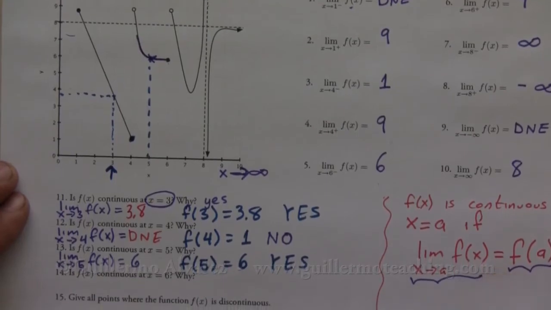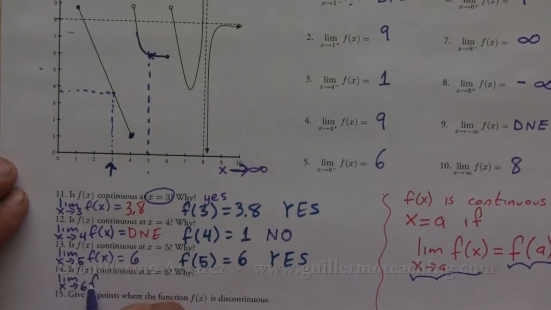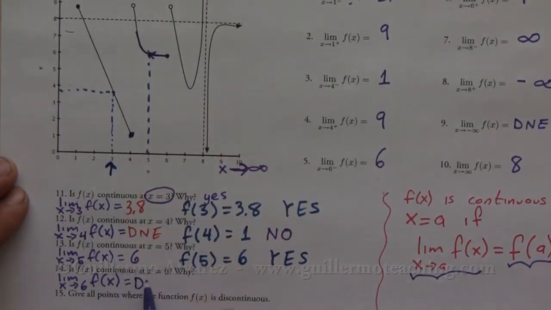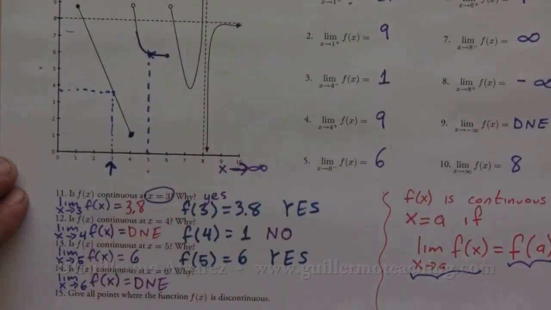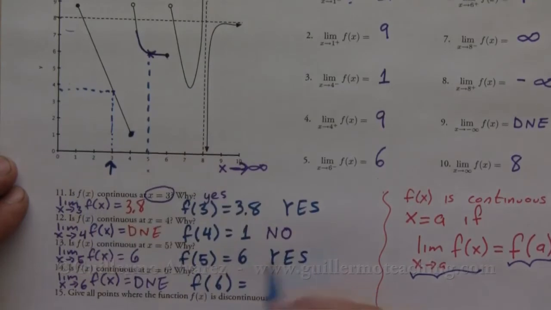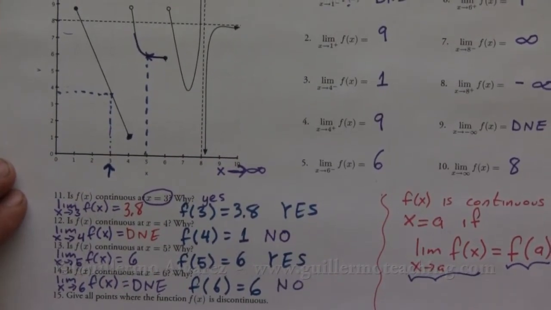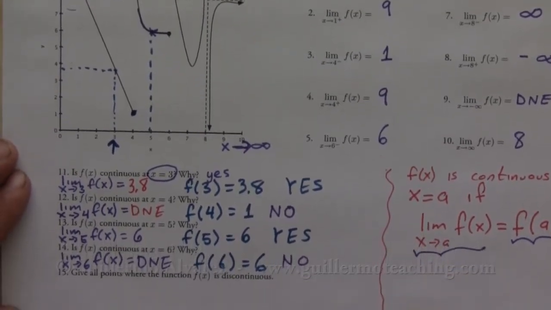Now what about at x equals 6? Well, the limit as x approaches 6, you'll notice, is the same thing as what happened on number 12. There's a jump discontinuity. This limit, since it's different coming in from the left and the right, does not exist. And the value of the function at 6 is equal to 6. So that means that it is not continuous.